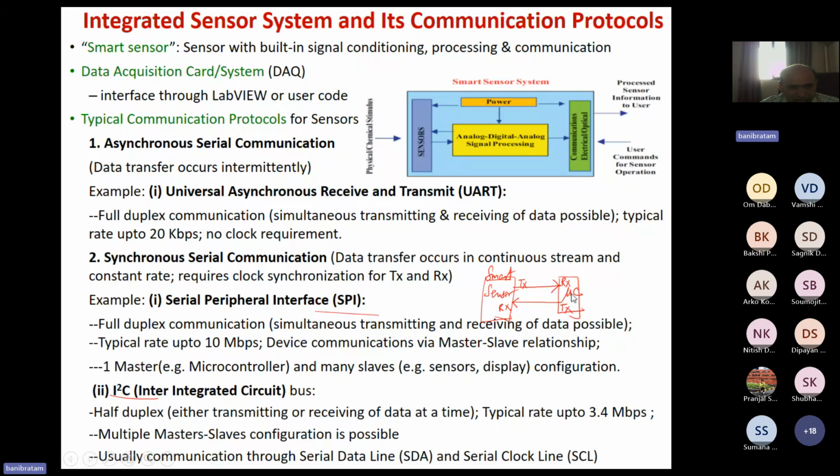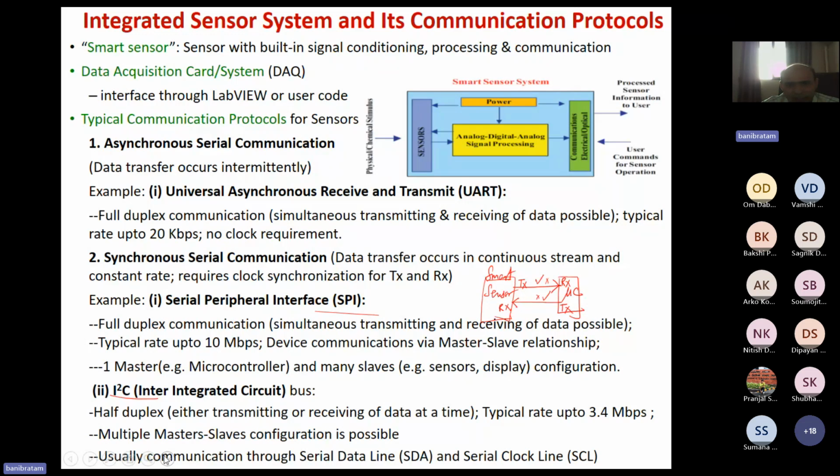On the other hand, if we go for the I2C communication protocol, this has half duplex communication. Half duplex means at a time, transmitting and receiving will not take place together. If transmitting is there, then receiving will not be there; if receiving is there, transmitting will not be there. That is called half duplex communication, either transmitting or receiving of data at a time. Typical data rate is faster than UART but slower than SPI, typically 3.4 Mbps. In SPI we have one master and many slaves, but in I2C, a multiple master-slave configuration is possible.